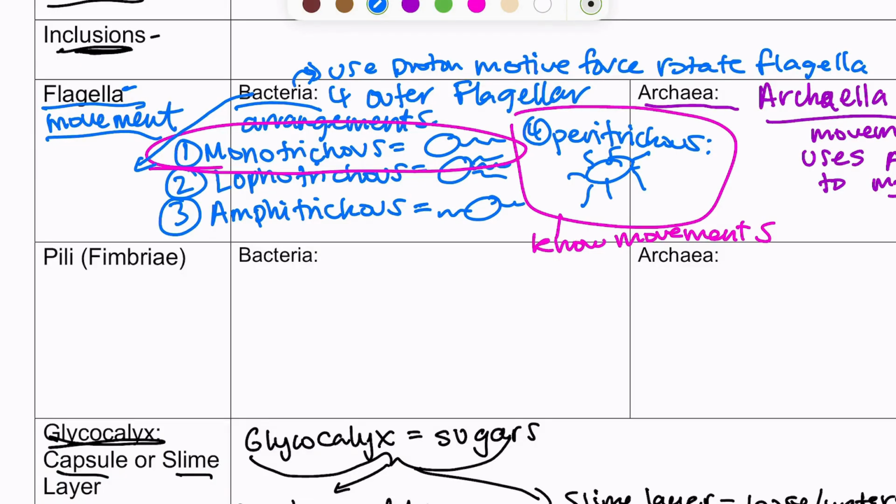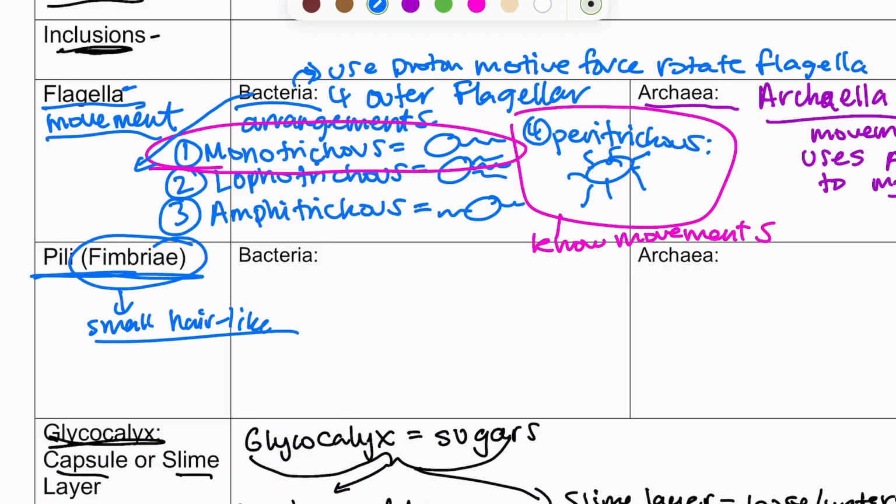So the last one on here is the pili. We did say fimbria are the small hairs, right? Small hair-like Velcro structure. They don't move. So if they're called fimbria, they do not move. However, bacteria do have different types of pili.